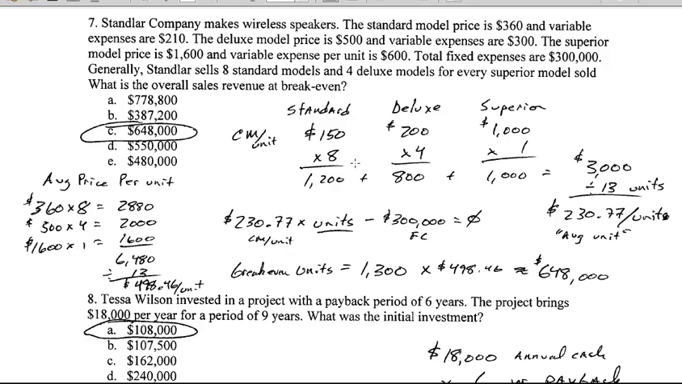So the units is coming back from here. The 8 plus the 4 plus the 1 gives you 13, and that gives you $230.77 is your weighted average contribution margin.